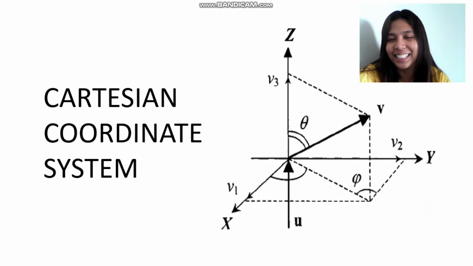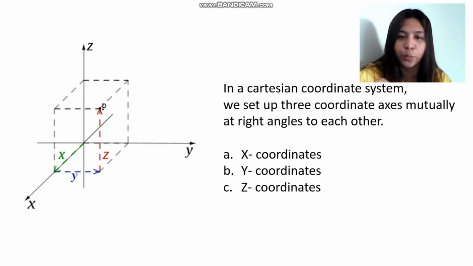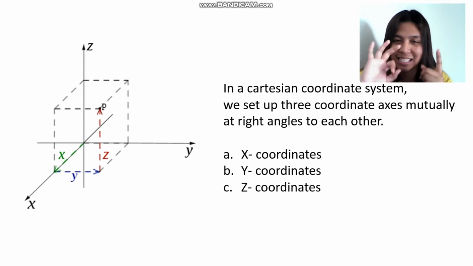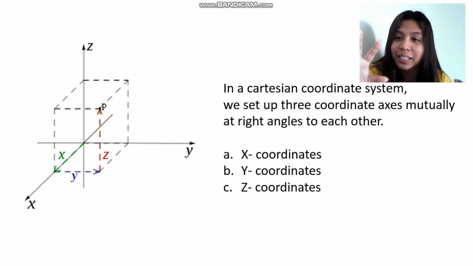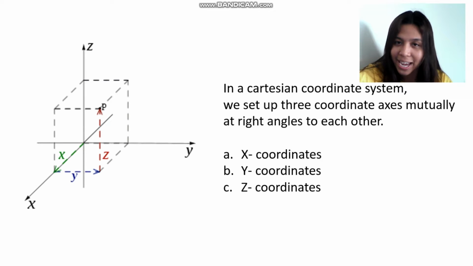Ako si KristineIrishM and ngayon, pag-uusapan natin yung tungkol sa Cartesian coordinate system. Sinasabi dito na in a Cartesian coordinate system, we set up three coordinates, which is yun nga na x, y, and z. Normally sa Cartesian plane, familiar naman tayo, meron lang tayong x and y. But this time, sa Cartesian coordinate system, we have the x, y, and z.